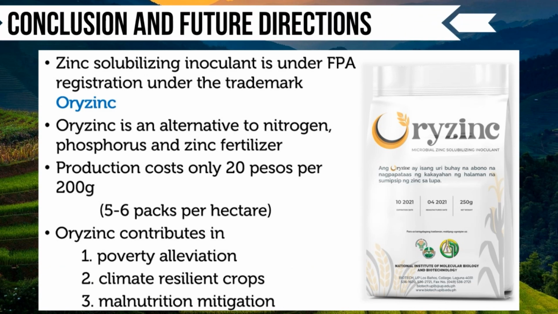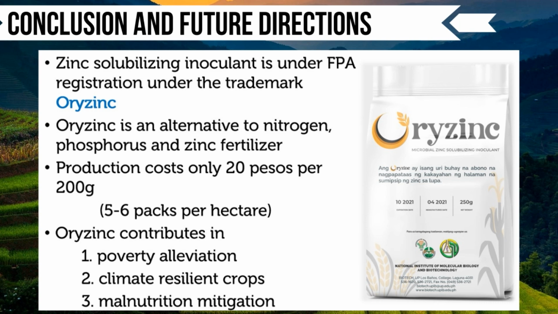As for the conclusion and future directions, our team would like to make the zinc solubilizing inoculant available to farmers as soon as possible. It is currently under FPA registration under the trademark Oryzinc. Oryzinc is originally an alternative to zinc fertilizers, but it can also be a substitute for phosphate and nitrogen fertilizer as indicated by the results.